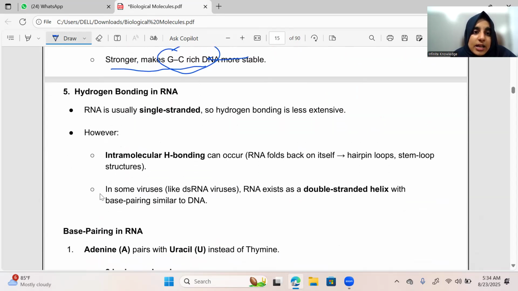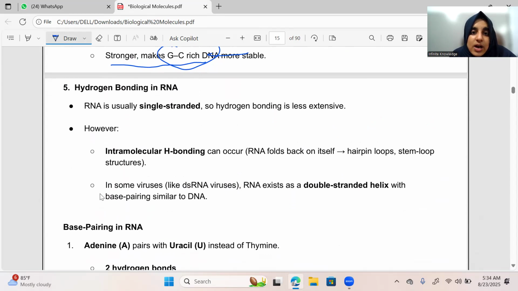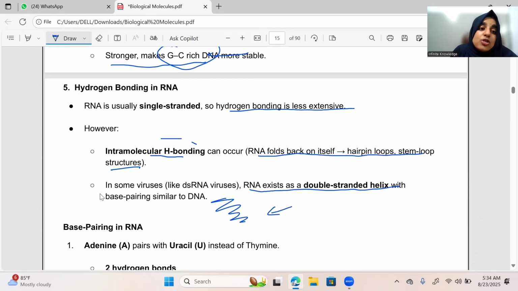Hydrogen bonding in the RNA. RNA is single-stranded, so hydrogen bonding is less extensive, right? But RNA can fold back on itself, like hairpin loops or stem loop structures. In some of them, RNA exists as a double-stranded helix. So what happens in between this helix? Hydrogen bonding can occur in between this helix. And also there's intramolecular hydrogen bonding that is needed to join one molecule of RNA with another molecule of RNA. So when RNA and RNA are joining together, it forms hydrogen bonds.